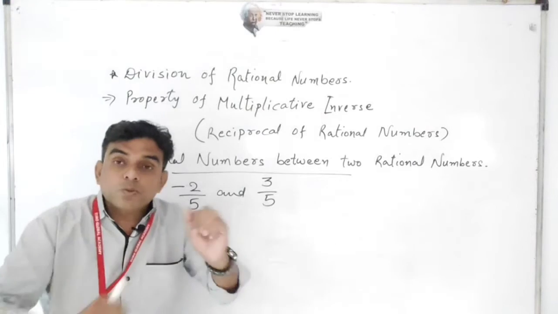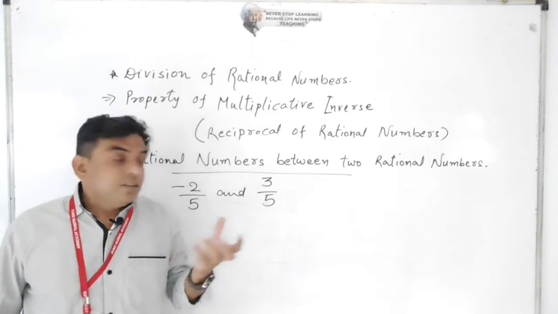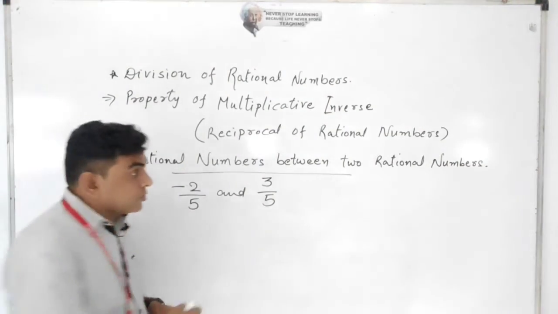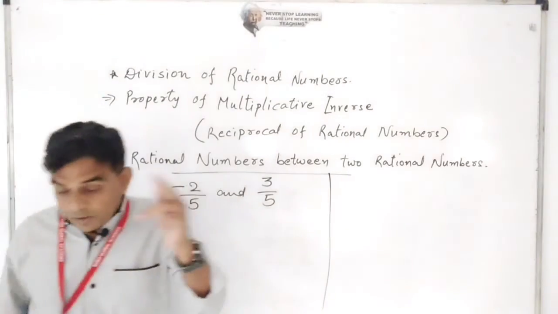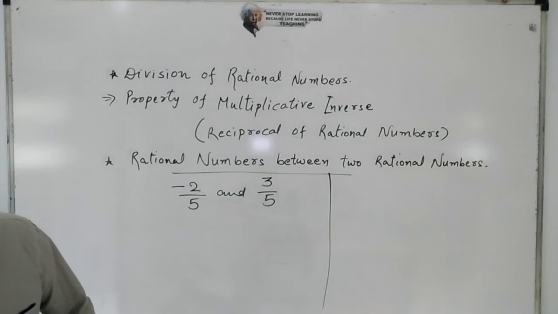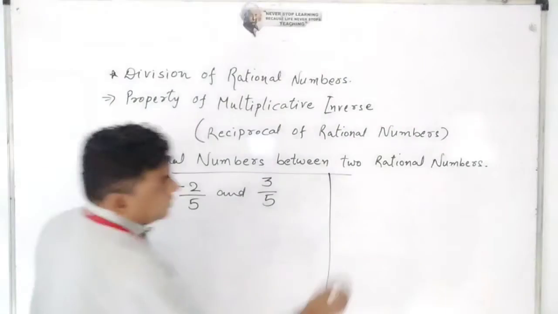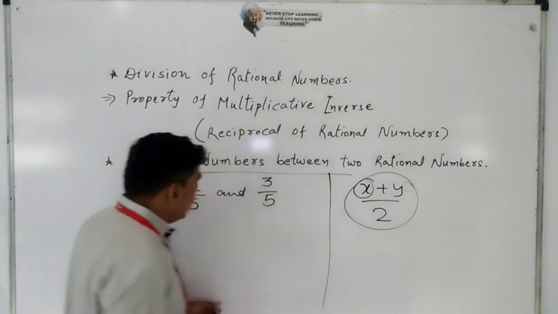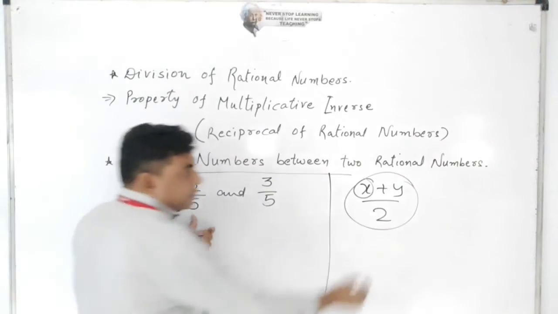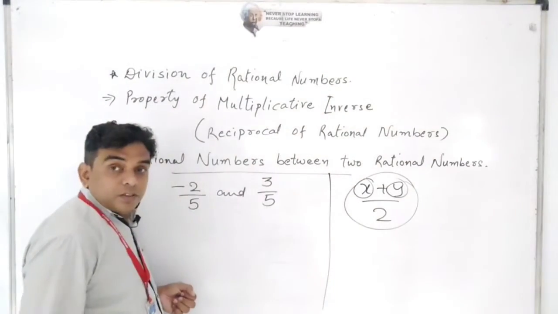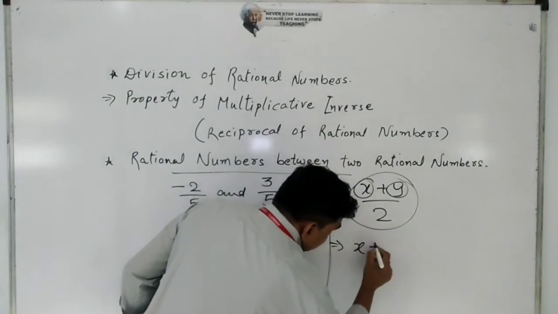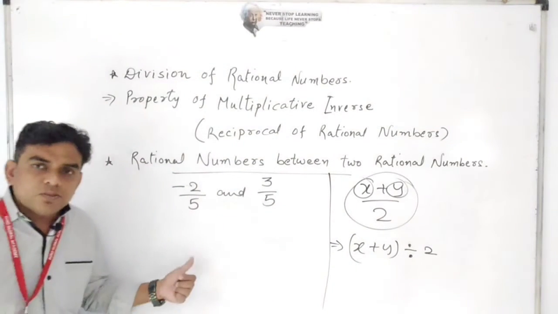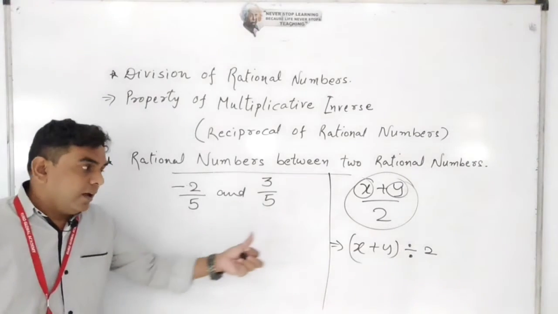For two rational numbers, you have to divide by 2. Here is the concept: this one plus this one, divided by 2. I am going to write the concept here so that you understand it also. The rational number between them is x plus y by 2, where x is the first rational number and y is the second rational number. You can also write it as x plus y divided by 2.